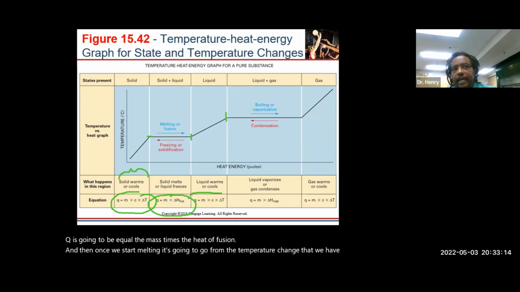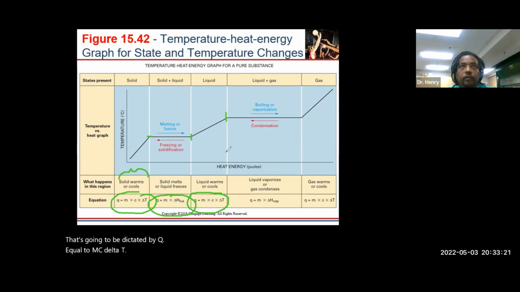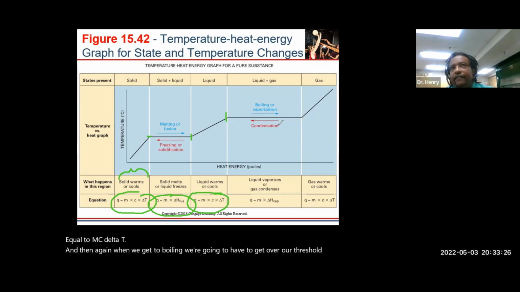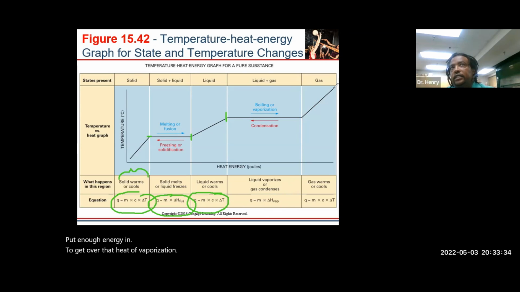And then once we start melting, it's going to go through the temperature change that we have. That's going to be dictated by Q equals MC delta T. And then again, when we get to boiling, we're going to have to put enough energy in to get over that heat of vaporization. And that's going to allow us to get into the gas phase, to our final point. Now, altogether, if we're starting from this point and going to this point, we have to take into account all of these equations.